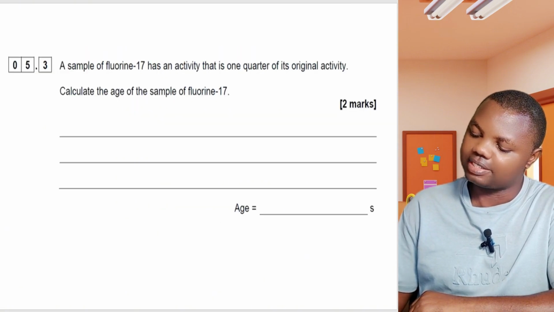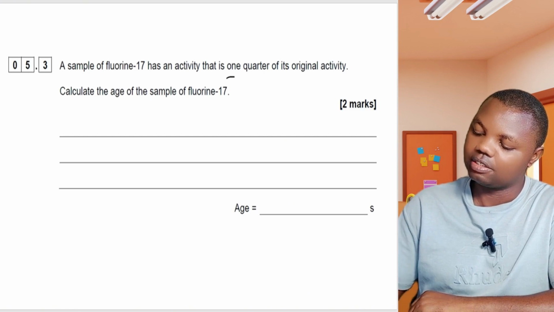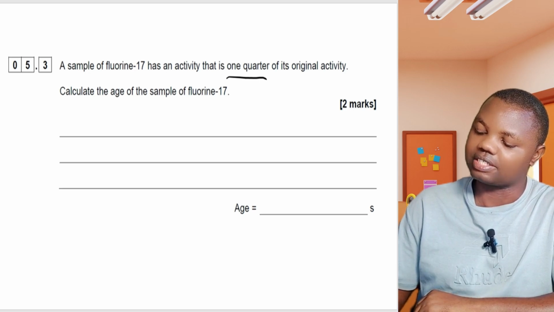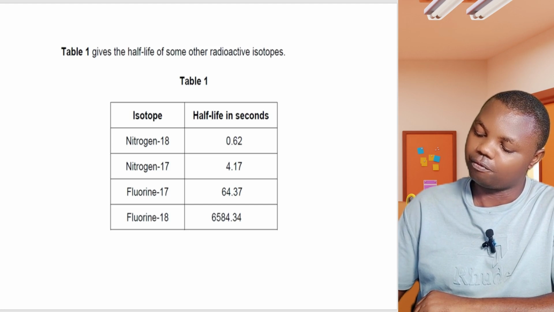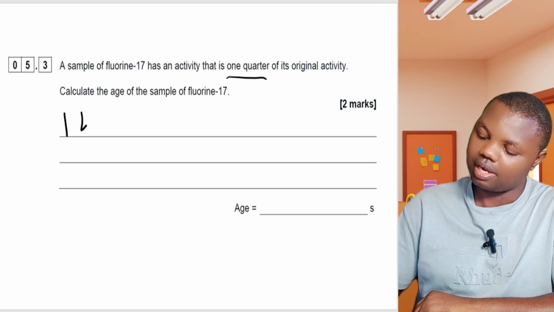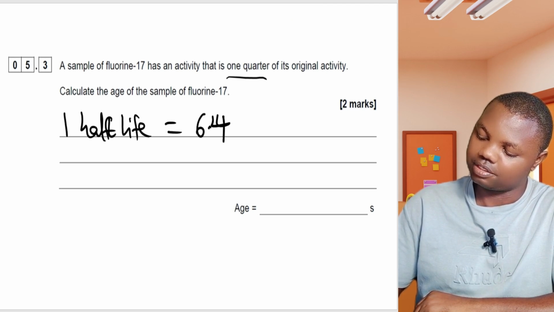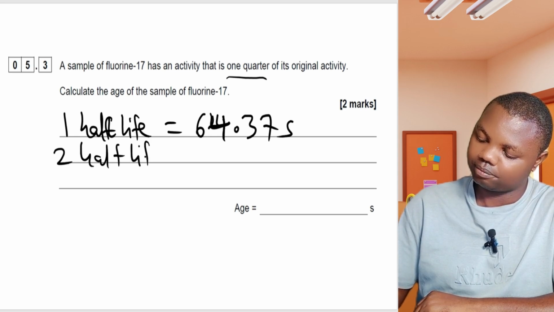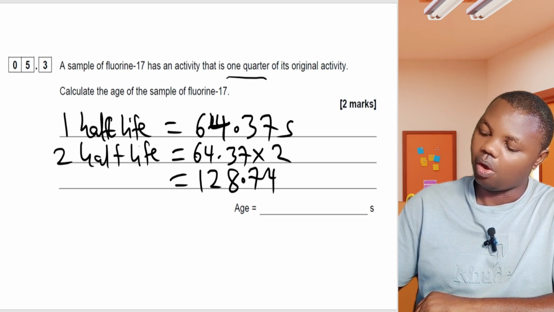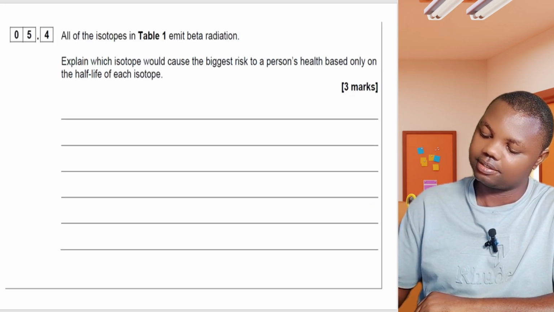This table gives the half-life of some other radioactive isotopes. Then you ask, a sample of fluorine-17 has an activity that is 1/4 of its original activity. So 1/4 refers to 2 half-lives. Calculate the age of the sample of fluorine-17. For fluorine-17, one half-life is 64.37 seconds. So therefore, 2 half-lives will be 64.37 multiplied by 2, which is 128.74, or approximately 129 seconds.